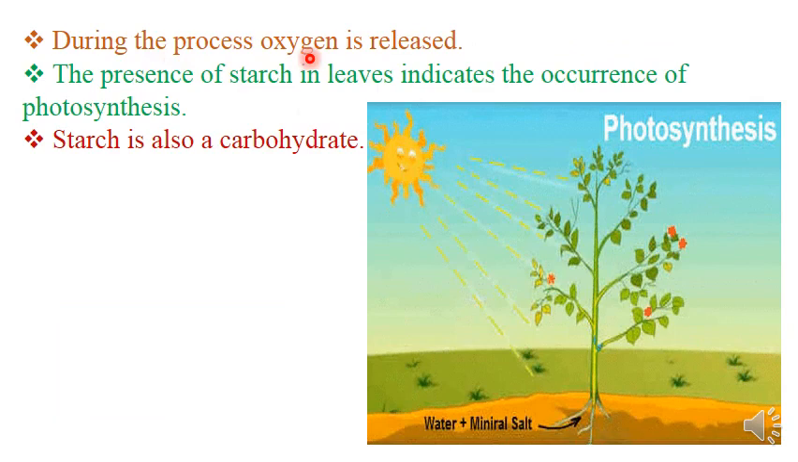During the process, oxygen is released. The presence of starch in the leaves indicates the occurrence of photosynthesis. Starch is also a carbohydrate. So, the presence of starch in the leaf says that the plant contains food made by the process of photosynthesis. Solar energy, water and minerals from the soil are taken, even carbon dioxide is taken in, and the byproduct is oxygen.